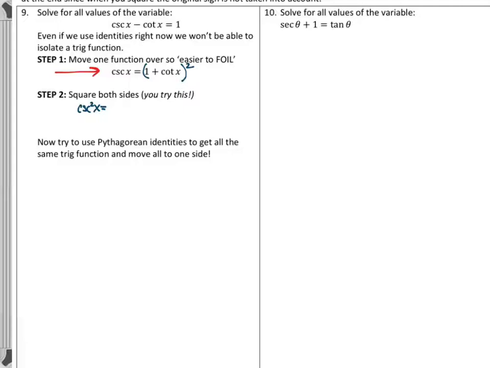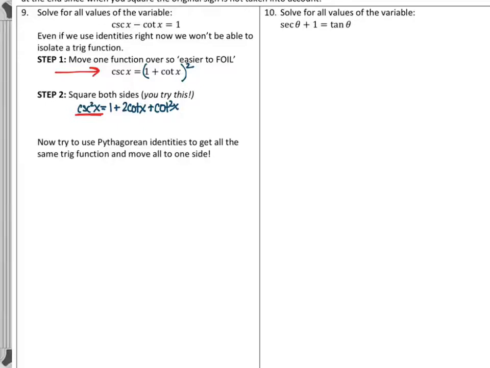And it's just a little bit nicer because we don't have 2 trig functions there. So I'll get 1 plus 2 cotangent plus cotangent squared. And then this actually becomes just like the problem we did where we want to try to match the trig functions first. So we've got a lot of cotangents over here. Luckily for us, cosecant can also be a cotangent.